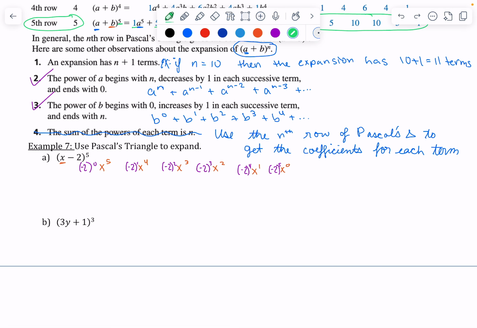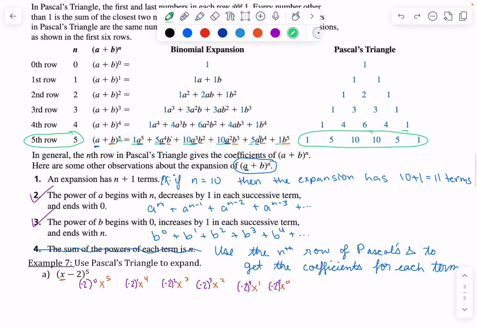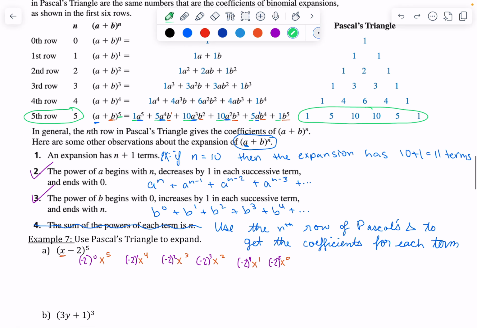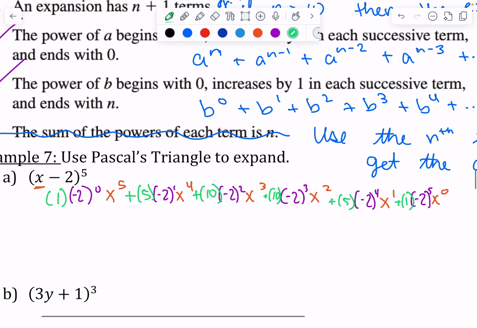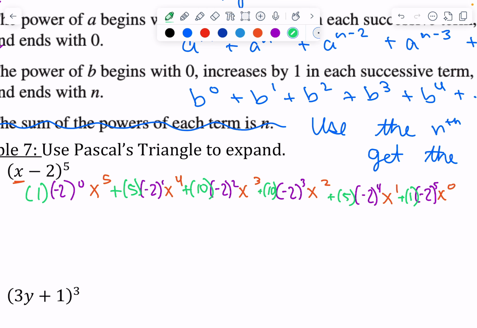Because it's being raised to the 5th power, I'm looking at the 5th row of the triangle, and I'm just going to add those values to each term in the order that they're written. So that means I have times 1 plus times 5 plus times 10 plus times 10. I did not give myself enough space. Plus times 5 plus times 1. Really losing space here. What a mess. Okay, now I just need to simplify, okay?